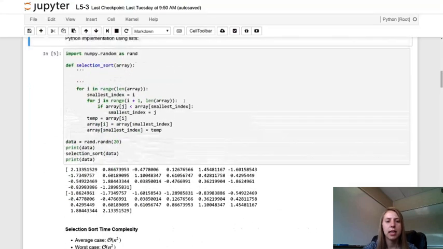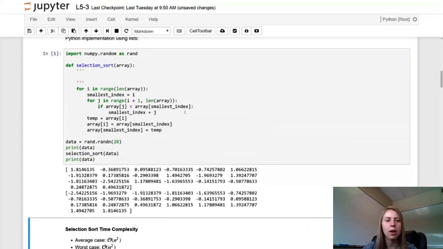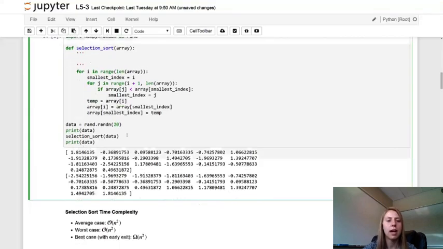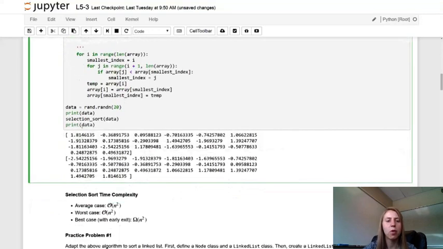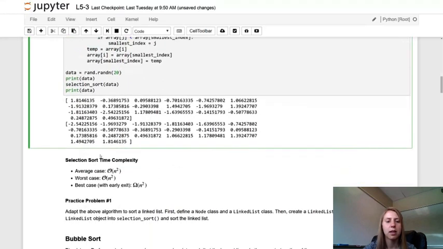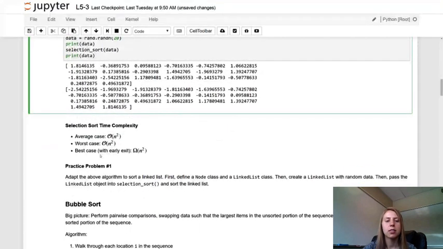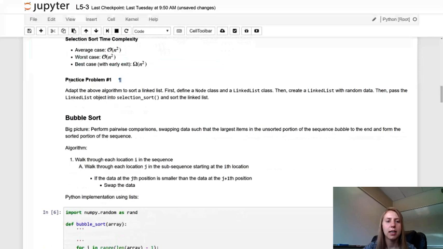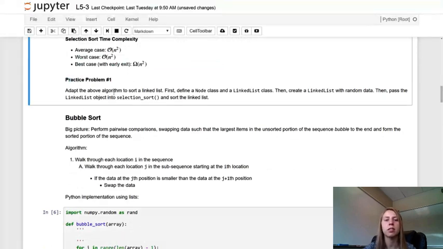Here is an example running selection sort with some random data, size 20 for the array, and printing it out before and after it's been sorted. The time complexity for selection sort, average case, worst case, and best case, is quadratic, n squared. Here's a great practice problem for you to work on to make sure that you're familiar with selection sort. Use it to sort a linked list.